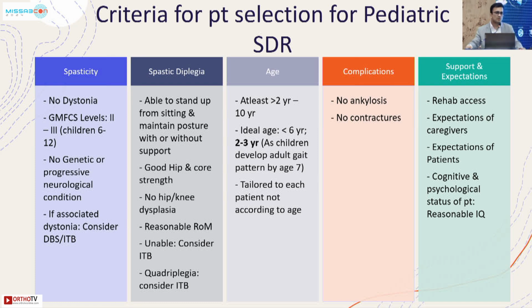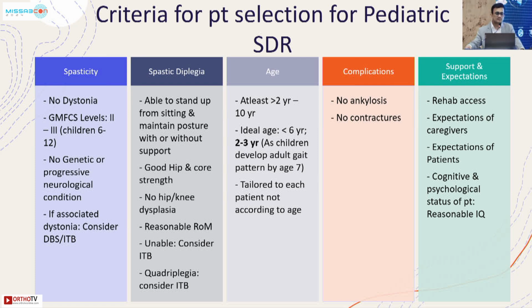Coming to the indications or criteria for patient selection in the pediatric age group: it is very important that selective dorsal rhizotomy only caters to spasticity, not dystonia, which is very commonly found in pediatric patients, especially those with cerebral palsy. So there should be a predominance of spasticity, not dystonia. The gross motor function grading should indicate higher severity, and there should be no progressive underlying neurological or genetic condition.